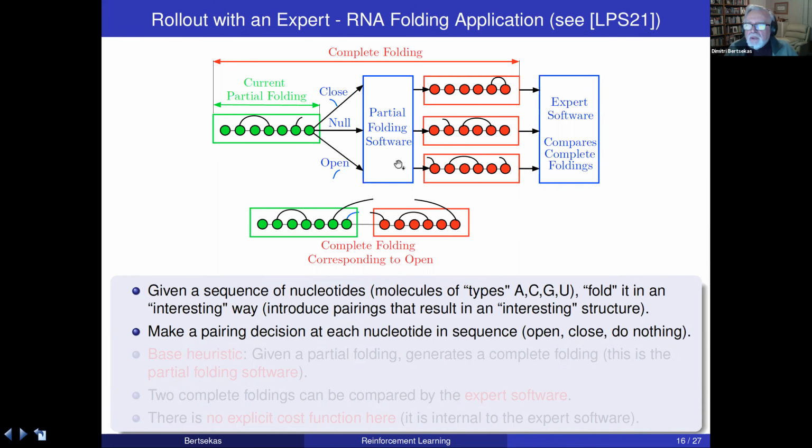And then there is well-established software, publicly available, that given a partial folding will complete the folding. It will act as the base heuristic, and it will provide a complete folding at the end. And there are also other software that will do the ranking of the pairings according to some physics. Now, biologists don't quite agree exactly on the basis of what criterion RNA folds.